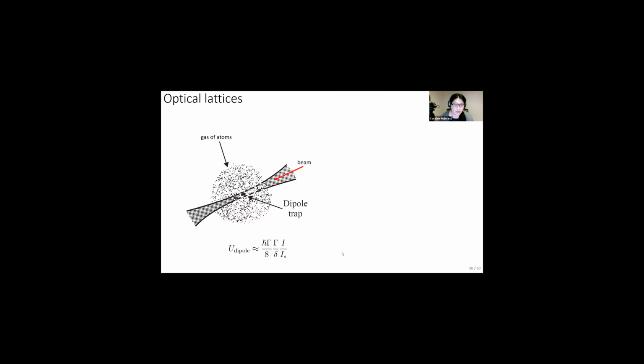As a reminder, here is this dipole trap that we've been talking about so far, where we have this laser beam that's intensely focused, and the atoms are attracted to the regions of highest intensity. And what I'll simply do is just put a mirror on one end. Well, what does this do?